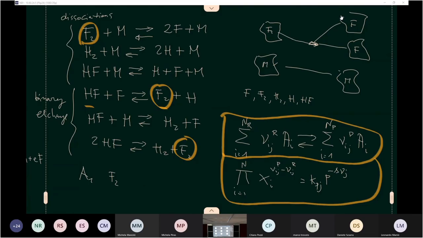So this is all for today. In the next lecture, we will continue to talk about the non-equilibrium condition, and we would like to comment about the role of temperature and of pressure that we have in defining our characteristic time of reactions, so the reaction rates.